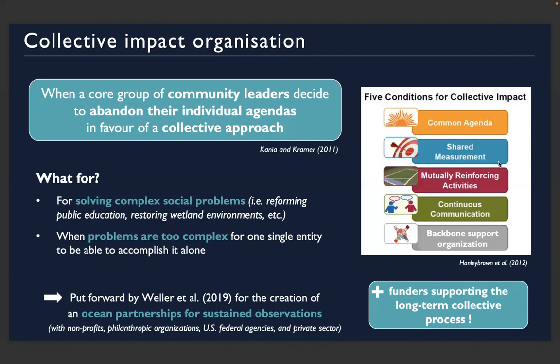The five conditions to have collective impact are shown here in this figure. You need to have a common agenda, so everybody agrees on a common agenda. You need a shared measurement system, so everybody agrees on how the progress will be measured and communicated to each other. You need mutually reinforcing activities, continuous communication, and finally, a backbone support organization.